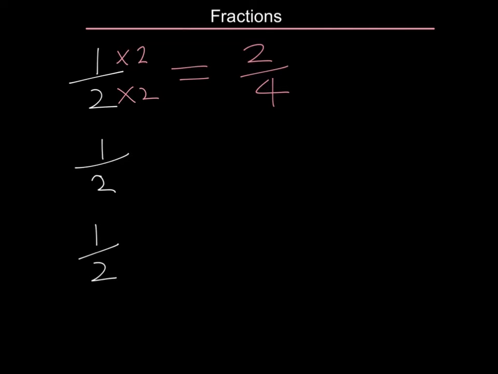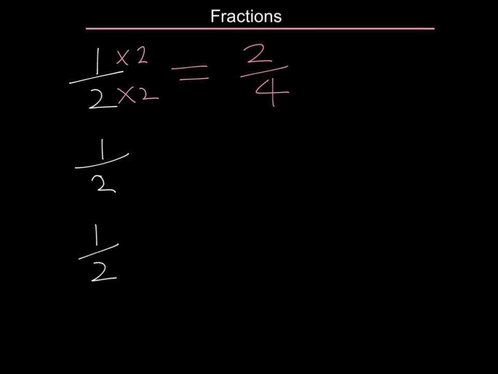A half a cake means I've cut it up into 2 pieces and I've got 1 piece. 2/4 means I've cut it up into 4 pieces and the pieces are smaller, but I've got 2 of them, so I've got more pieces. That means I've got the same amount of cake.